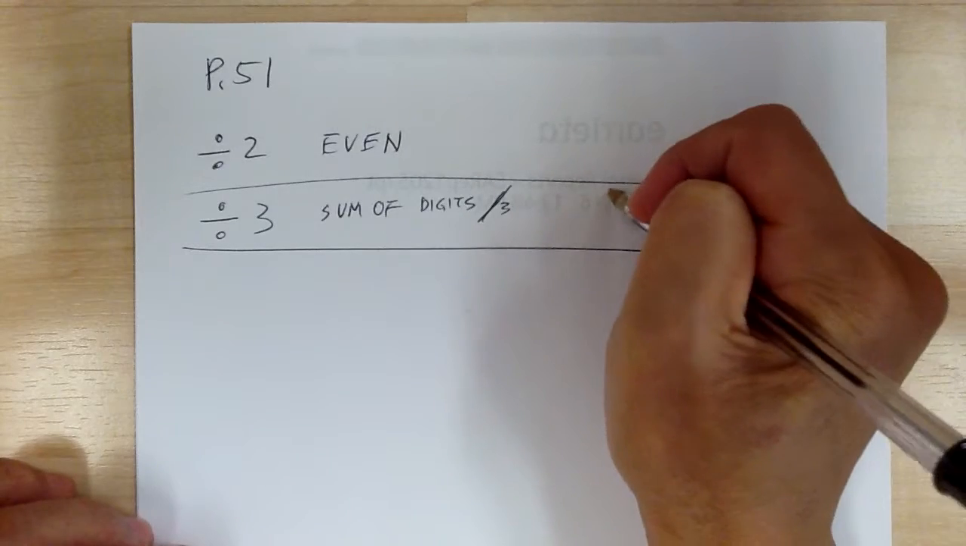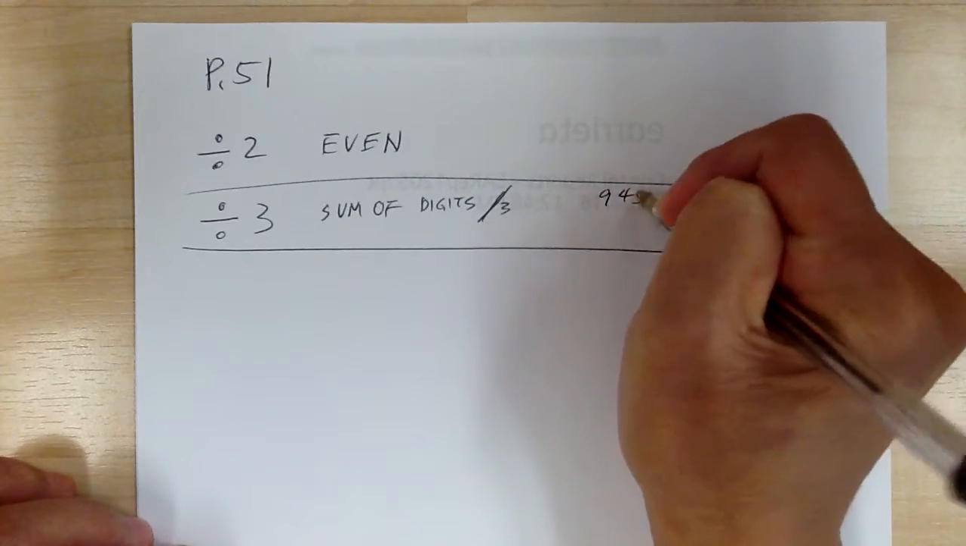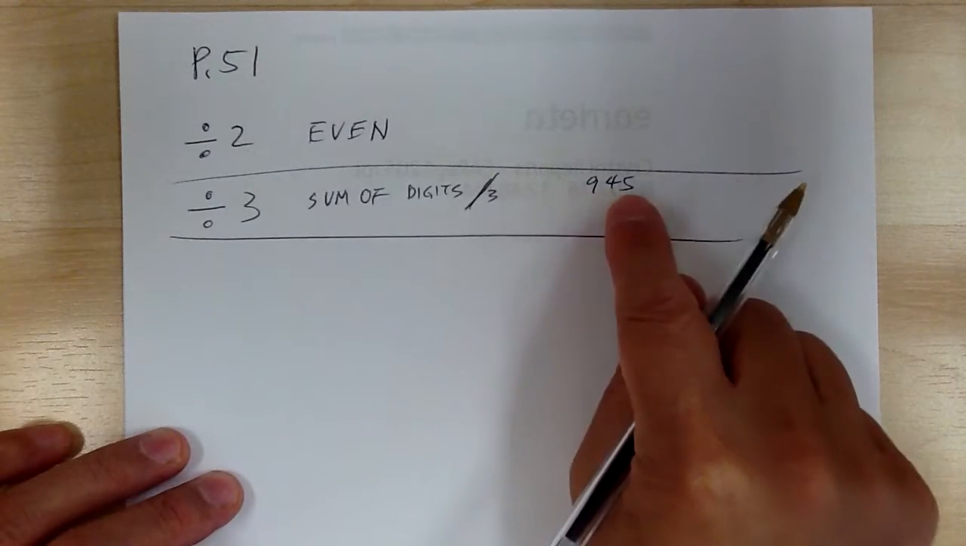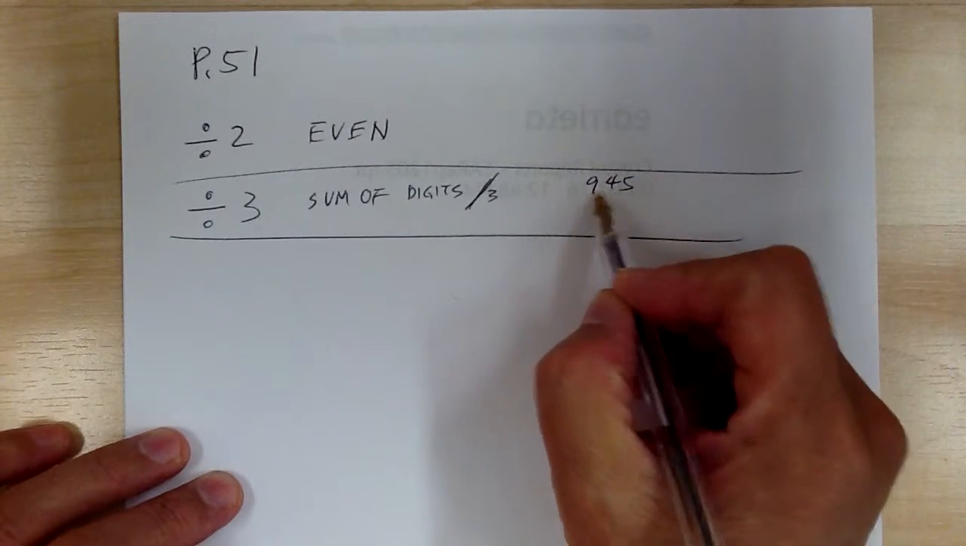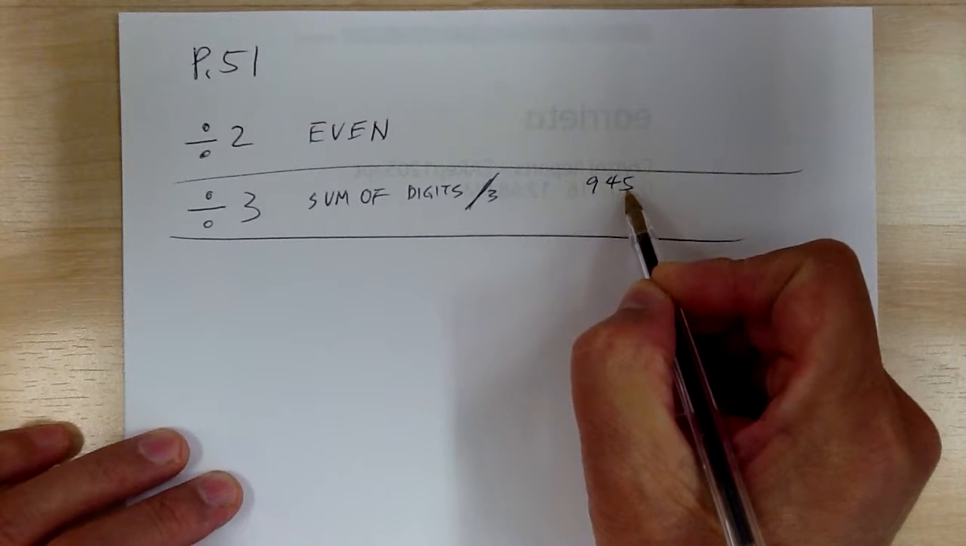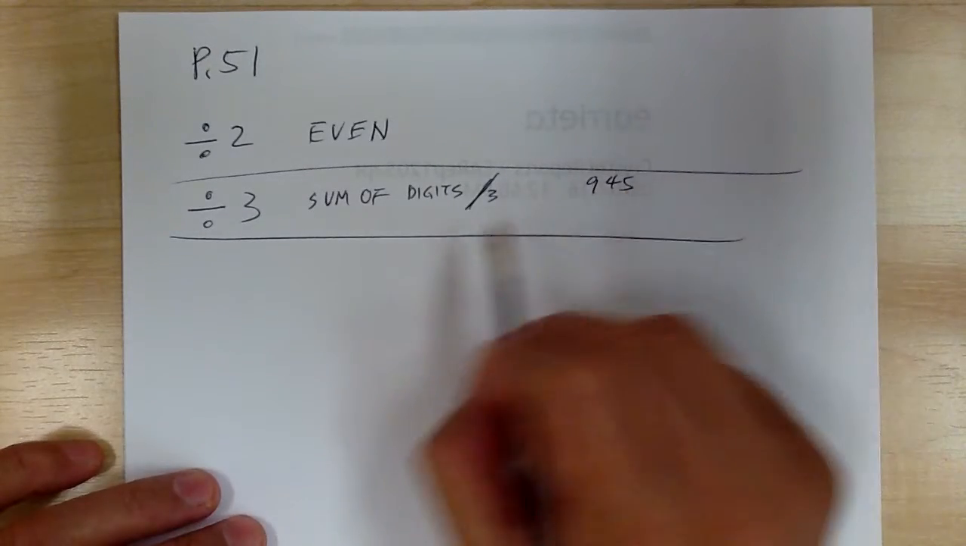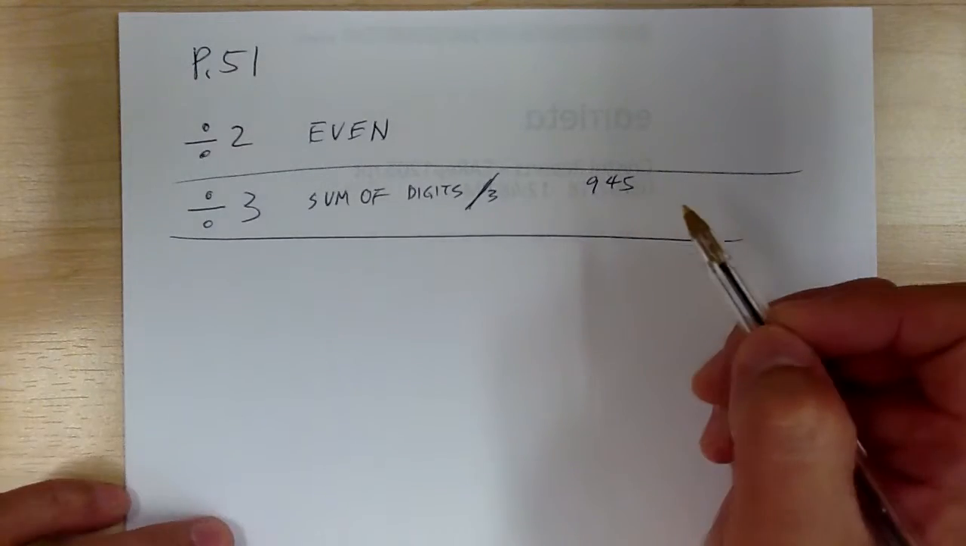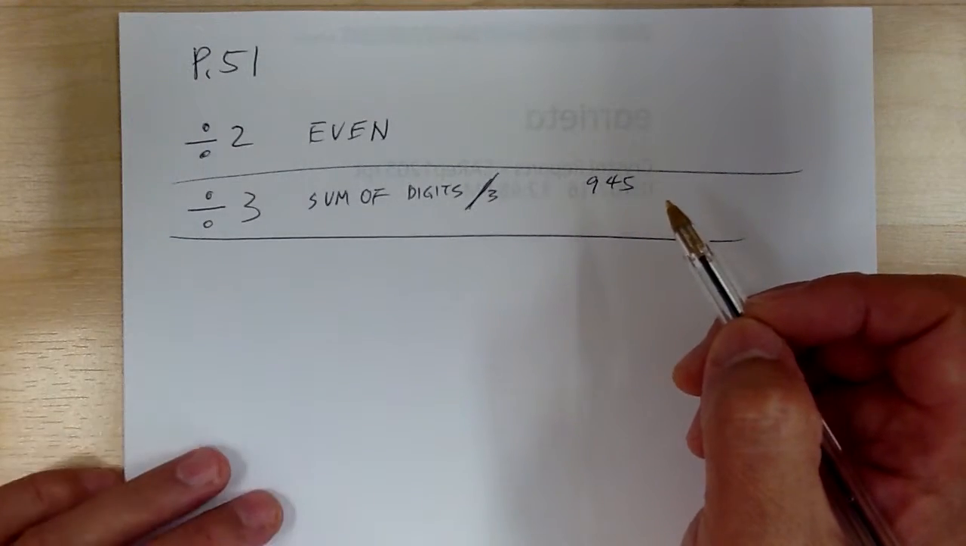let's say you have 945, okay? Is this number divisible by 3? Yes, because you add all the digits together. So 9 plus 4 plus 5 gives you 18, and 18 is divisible by 3. So you add all the digits together. If it can divide by 3, then the number is divisible by 3. If it cannot, then it's not divisible.